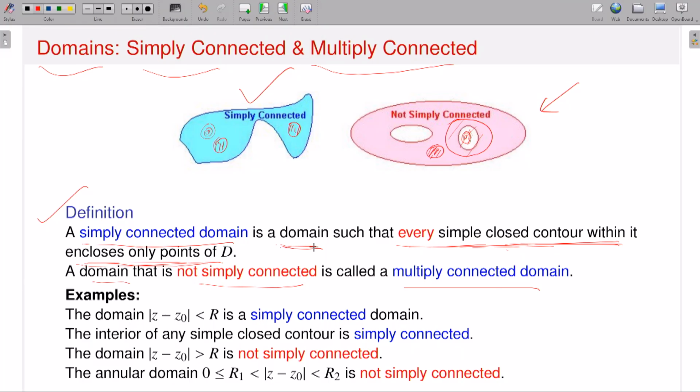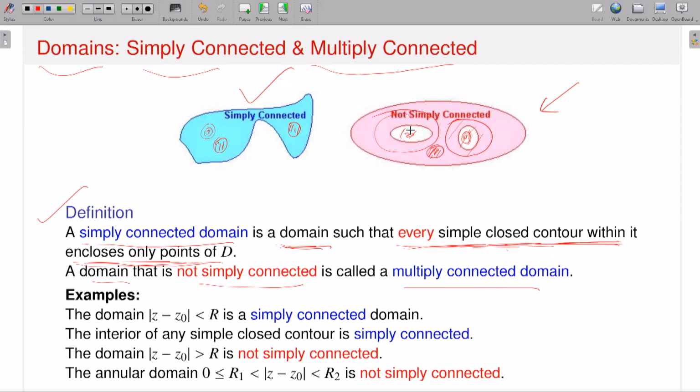So a simply connected domain is a domain such that every simple closed contour within it encloses only points of D. What is the negation of that? That means if I have a simple closed contour and this does not happen, that is, if there is a point inside it which is not a part of the domain. For example, if I take this simple closed contour, this portion lies inside the interior of the simple closed contour, but it is not a part of the domain. Therefore this kind of domain is called a multiply connected domain, or not simply connected.